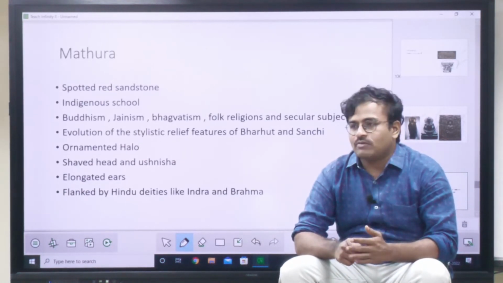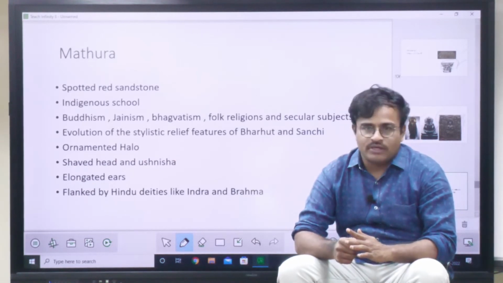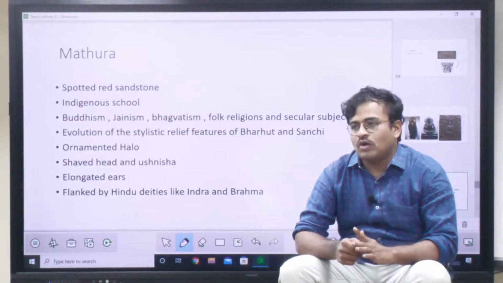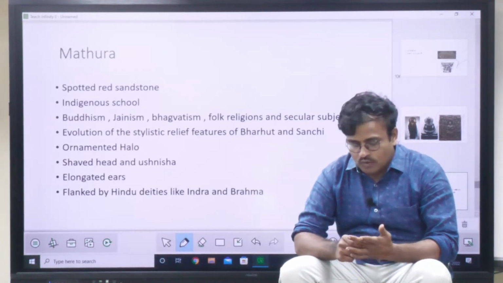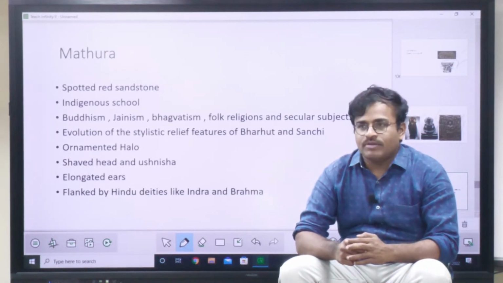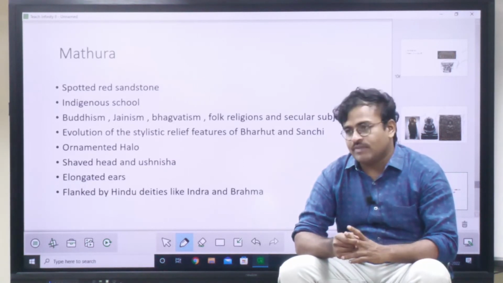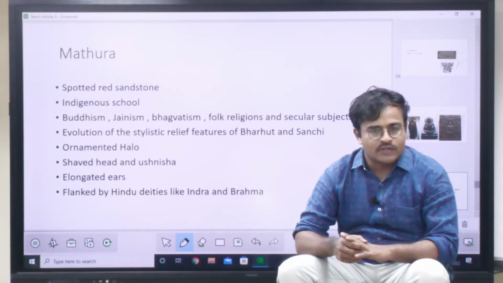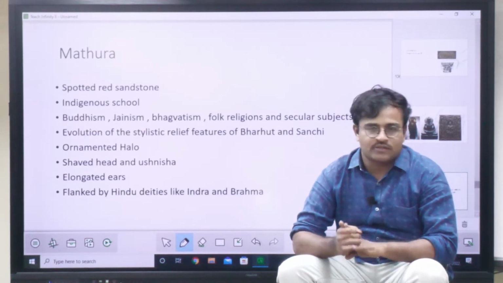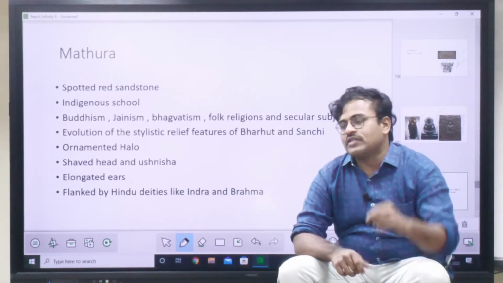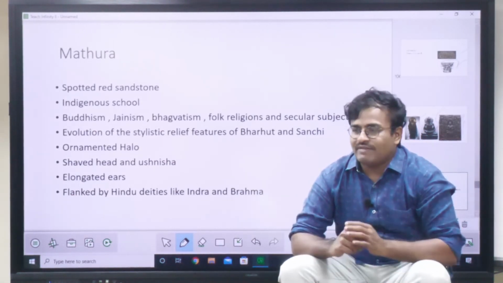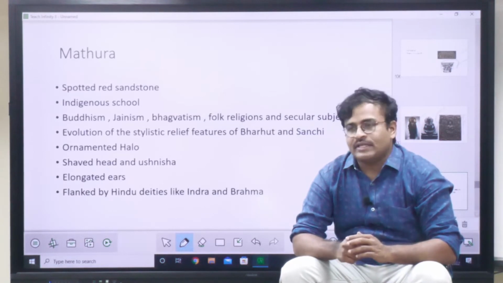Where is Mathura present? In UP. So there this school emerged, which is known as the Mathura School of Sculpture. Apart from Buddhist images, this school also depicted the images of Jainism, and along with that some Hindu gods are also depicted. Buddhist, Jaina and Hindu gods, three things. Most of these images are made with the help of red sandstone, which is a locally available material.